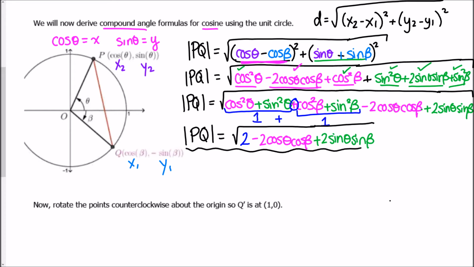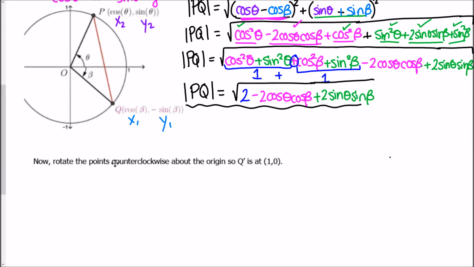Okay, so now I need to follow the next set of directions. The next set of directions say to rotate the points counterclockwise about the origin so that Q prime is at 1, 0. So if you guys look right here, I'm going to rotate this right here this way, and I end up getting Q prime right here at 1, 0. So this gets rotated, and now I have a new segment right here. Okay, and because this gets rotated this way, my new P prime is going to be up here.